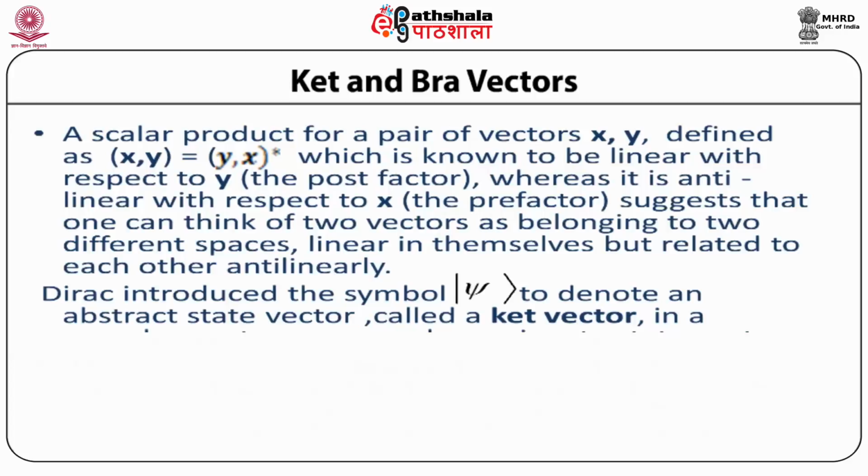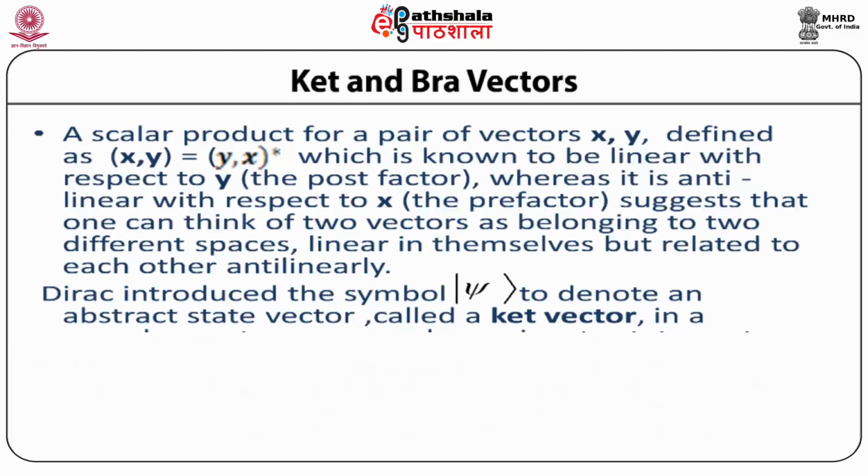So, if we look at this relation with respect to y, the post factor, and say that it is linear, then we can think of three vectors, x, y, and z, and two scalars, alpha and beta, such that the scalar product of vector x and alpha times vector y plus beta times vector z is equal to alpha times the scalar product of x and y plus beta times the scalar product of x and z.